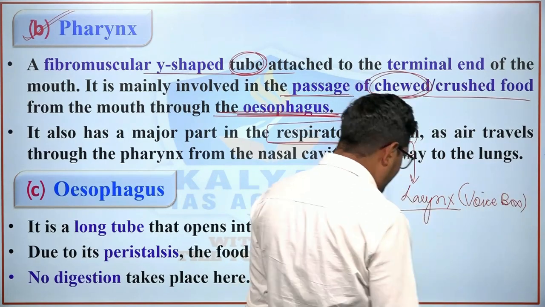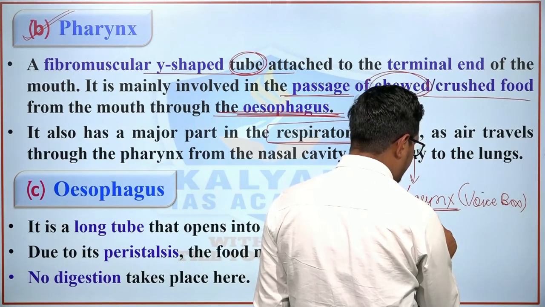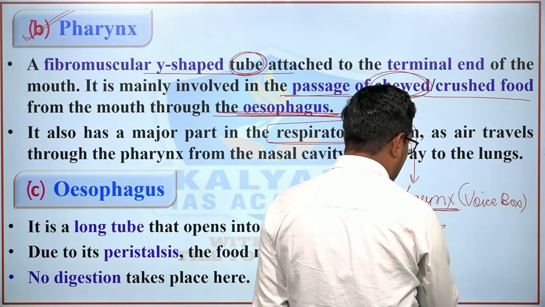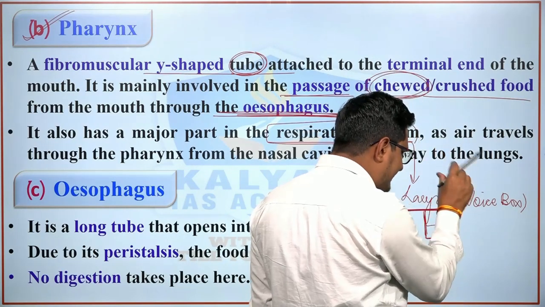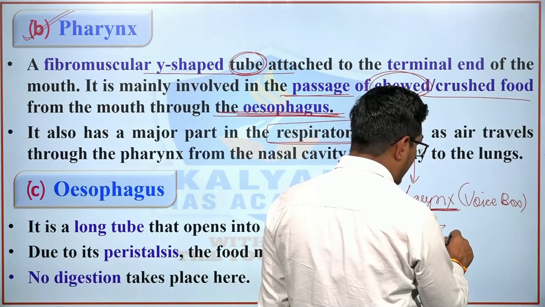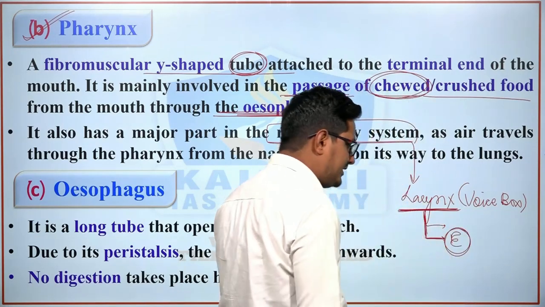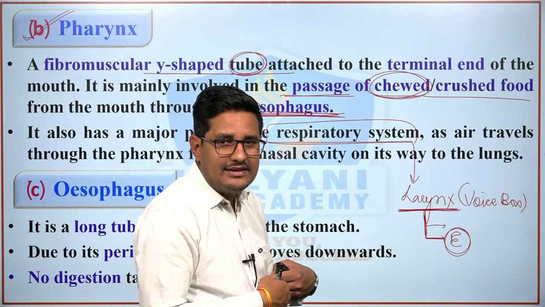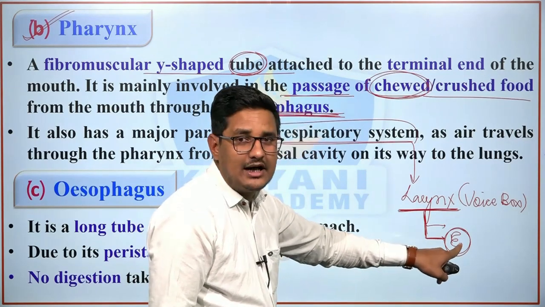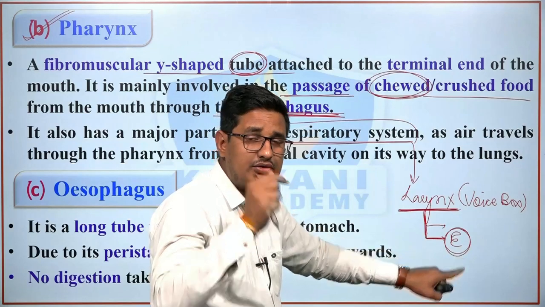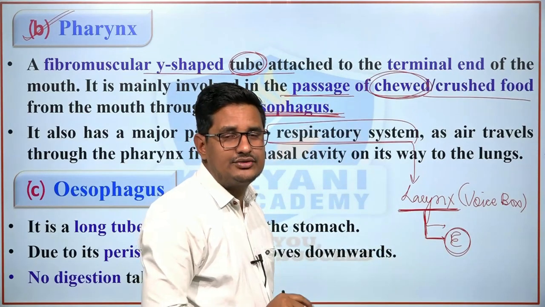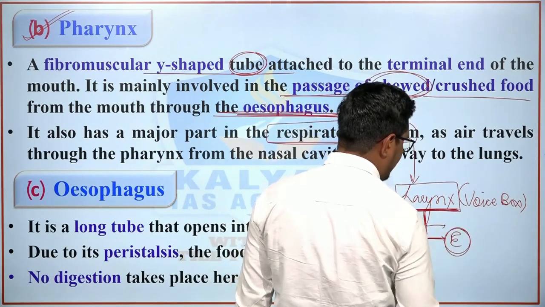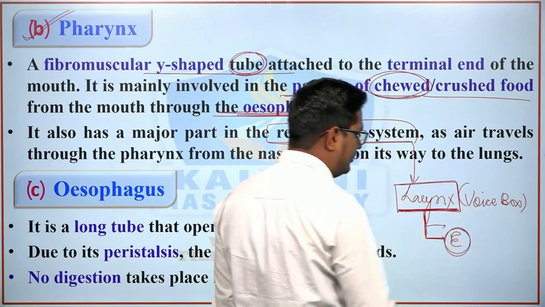Because the important function of the larynx is to produce sound, but at the beginning of the larynx there is a leaf-like structure which is known as epiglottis, right? And this epiglottis plays an important role in respiration, because when we eat food, this epiglottis closes the trachea so that food particles cannot enter the lungs, right? So in this way, the larynx and pharynx both play an important role in respiration and digestion.